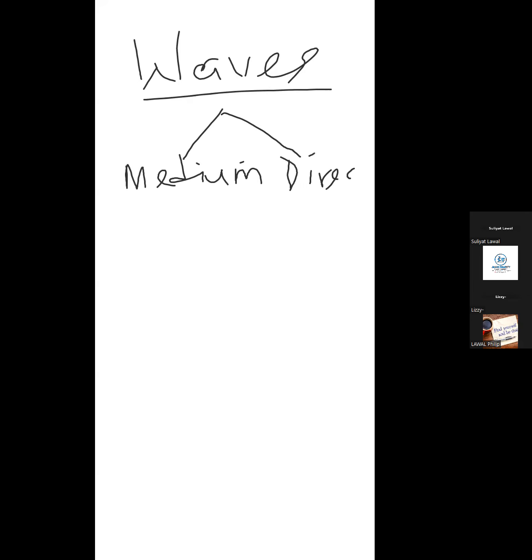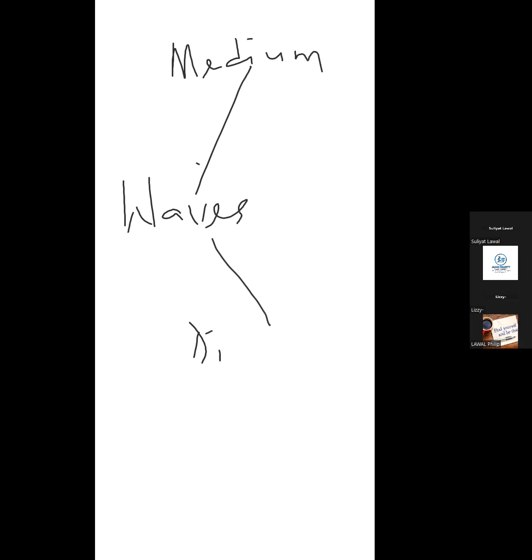When this is direction, I wanted to write it. Maybe I should just write it in a different way. I have a better means of representing it. Let me do it this way. Waves. So I can have one here, medium of transfer. Then I have here direction.